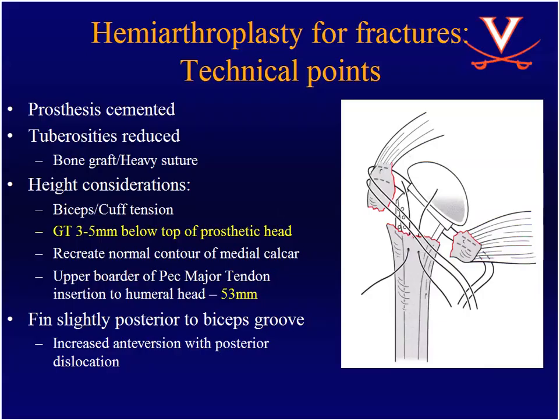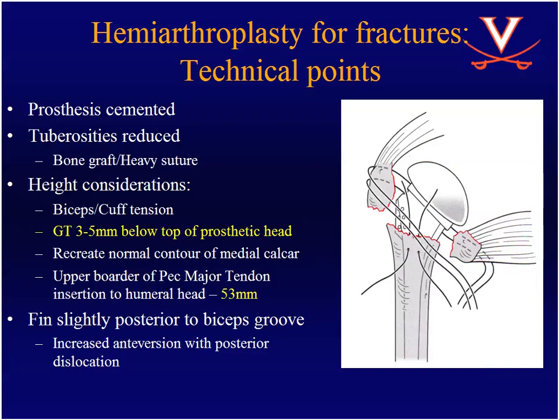Now, hemiarthroplasty for fractures. A few key points that will be on your exam, and that is the height consideration. The greater tuberosity should be below the top of the humerus when you're done. The top of the greater tuberosity should be below the top of the humerus when you're done with hemiarthroplasty. And so what you do is you cement this proud. You mobilize your tuberosity fragments. You tie them to each other, to the shaft, and to the prosthesis. And often you put a piece of bone graft in there underneath those tuberosity fragments.